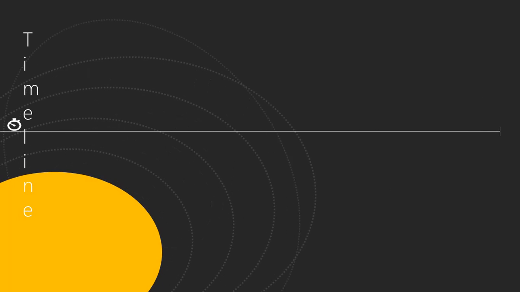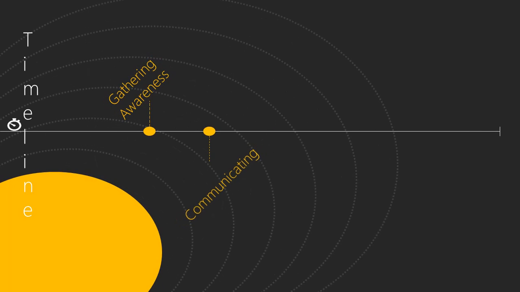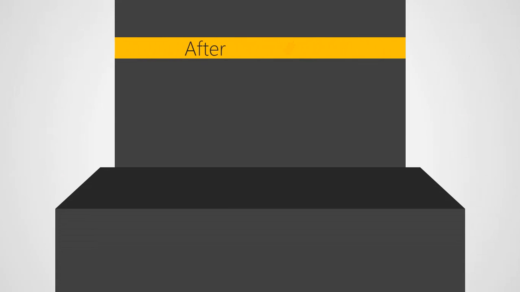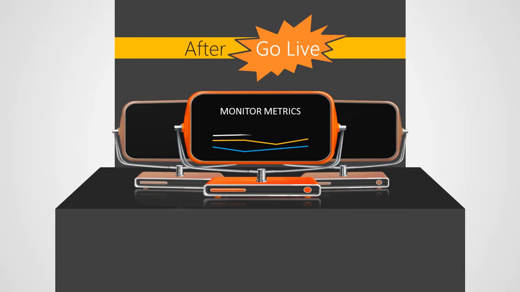The timeline includes everything from the beginning: gathering awareness within your practice, communicating that, getting a project plan in place, running through a series of assessments, doing testing. There's going to be a lot of training involved, and then the go live, where October 1st hits and did all of our planning and preparation pay off for us? And even after the go live, like Tony mentioned, monitoring metrics: is my provider productivity going down? Is my revenue stream, are there any dips as a result of ICD-10? And if there are, why?